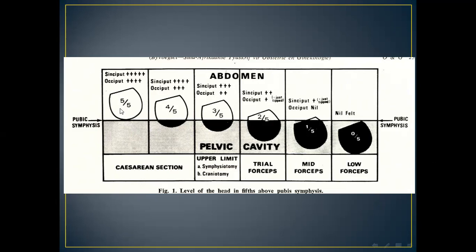We notice if the head is completely above the pelvic brim, this is station minus 3. If most of the head is above the pelvic brim, this is station minus 2. If nearly half of the head is above the pelvic brim, this is station minus 1. If more than half of the head is below the pelvic brim, this is station 0, then station plus 1, then station plus 2.